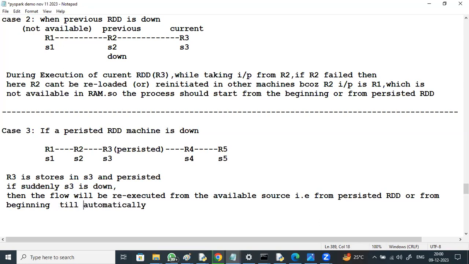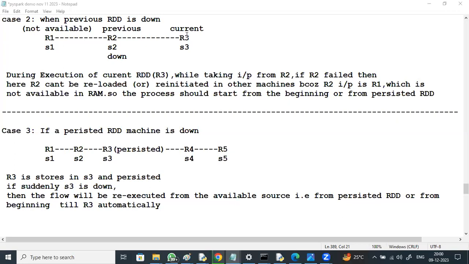Sir, one question here. Can we persist more than one RDD? Yes, it's a good query. I will discuss it in case 5. We can persist from the beginning till R3. If you have good RAM capacity, then we can persist multiple RDDs.